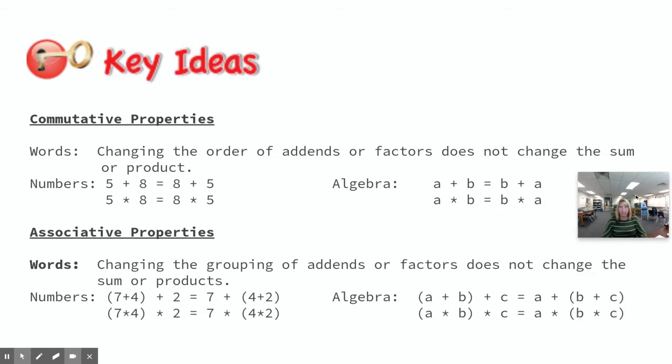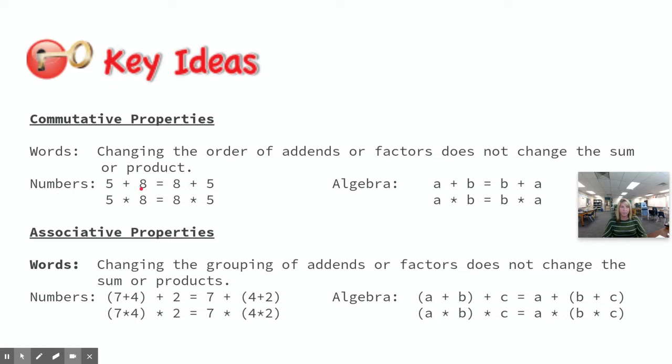Some key ideas for today's lesson. In words, the commutative property: changing the order of addends or factors does not change the sum or product. Let's look at what this means in numbers.